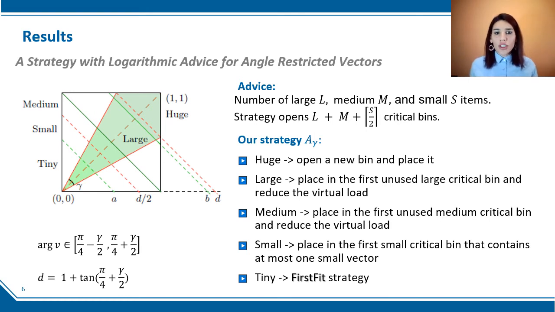Then our strategy opens in advance L large critical bins, M medium critical bins, and S half small critical bins. If a vector is huge, the strategy opens a new bin and places it. If a vector is large, medium, or small, the strategy places it in the first unused large, medium, or small critical bin. And if an item is tiny, the strategy uses first fit.